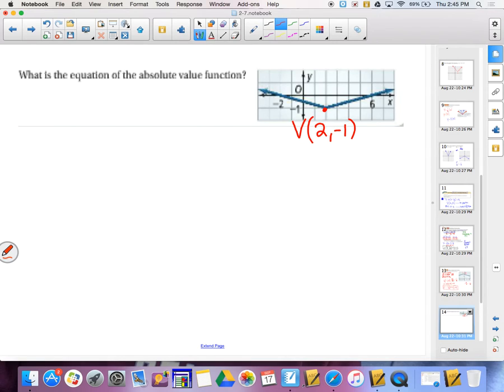Now I need a slope. How am I going to find the slope? Up 1 over 1, 2, 3, 4. Now I have a slope. Another easy way to remember this is if it goes this way, I know that it's going to have a positive slope. If it's turned this way, I know that it's going to have a negative slope.